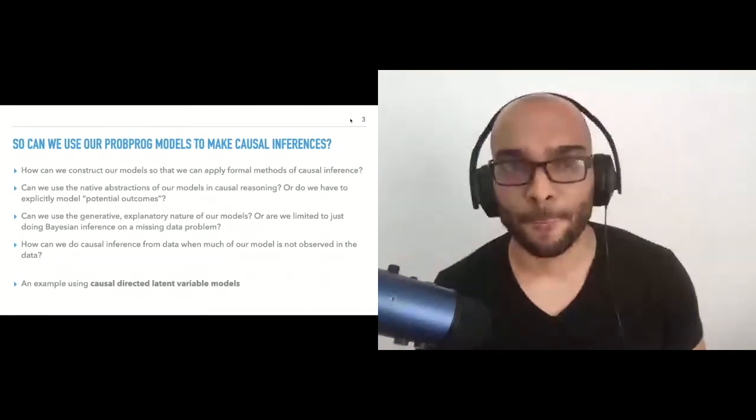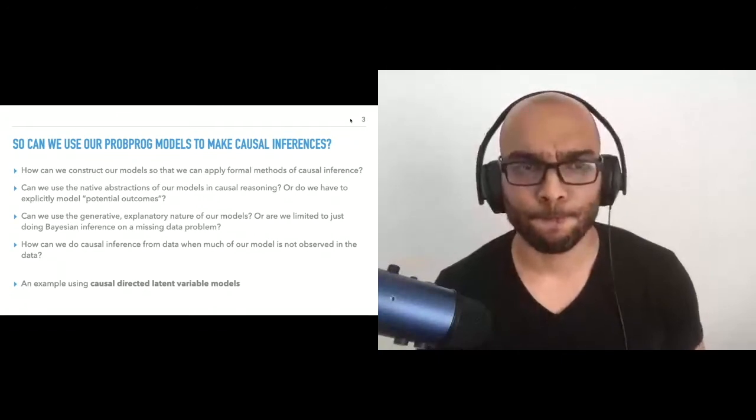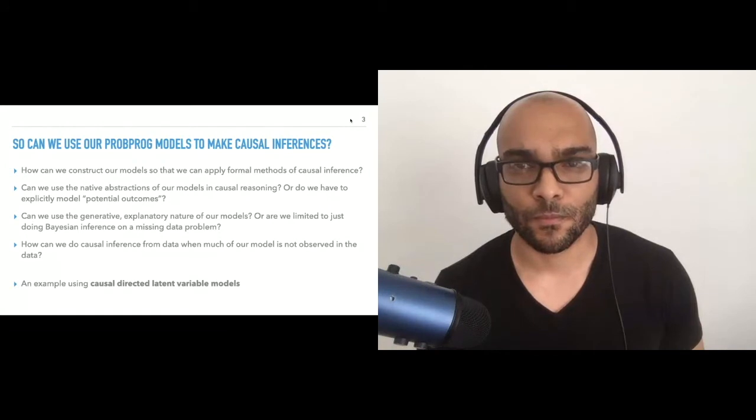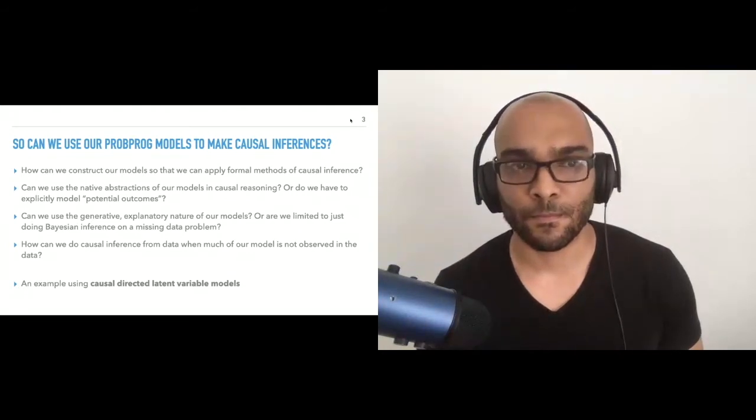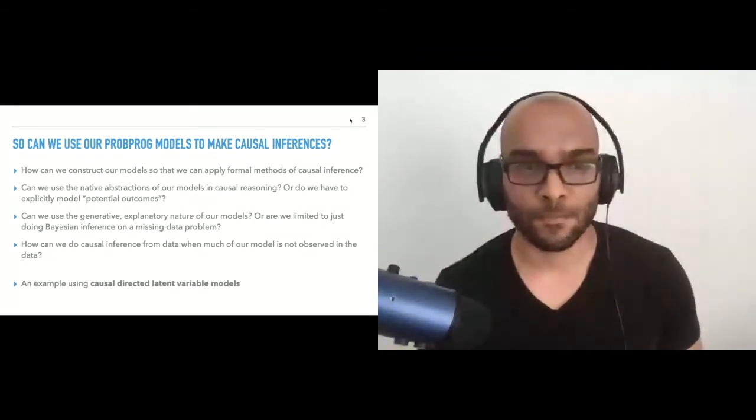So can we use our probabilistic programming models to make causal inferences? How can we construct our models so that we can apply formal methods from causal inference? Can we use the native abstractions of our models in causal reasoning, or do we have to explicitly model something called a potential outcome? Can we use the generative explanatory nature of our models, or are we limited to doing Bayesian inference on potential outcomes as if it were a missing data problem? Finally, how can we do causal inference from data when many of the variables in our model are not observed in the data?